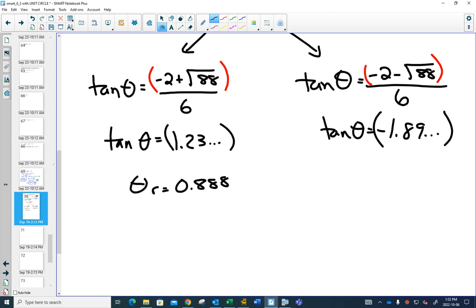If I want to find theta, according to my CAST rule, here tan is positive, so it's either in quadrant 1 or quadrant 3. In quadrant 1, it would be exactly the same as my reference angle, 0.888. In quadrant 3, I would go pi, halfway around, plus my reference angle. So I can write that just above here.